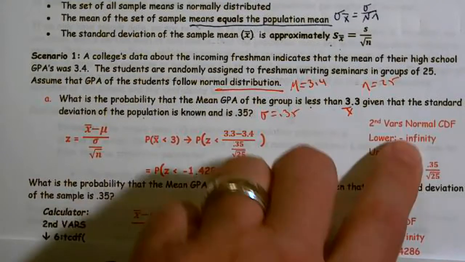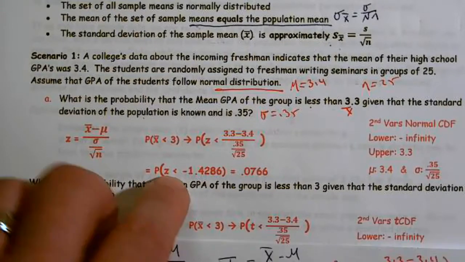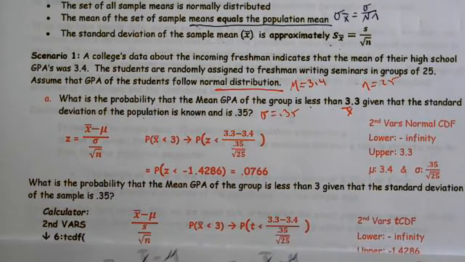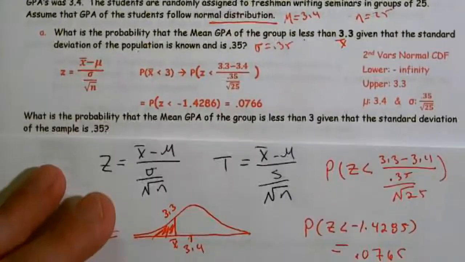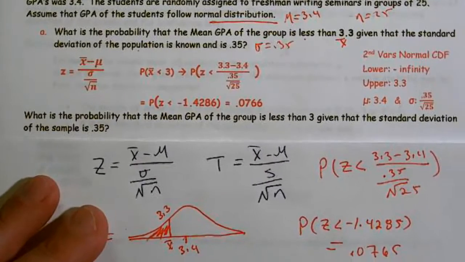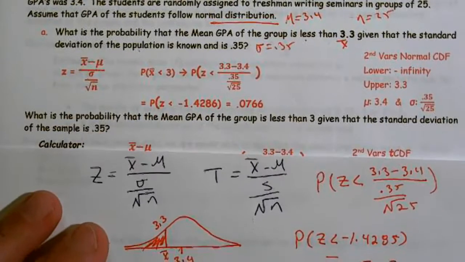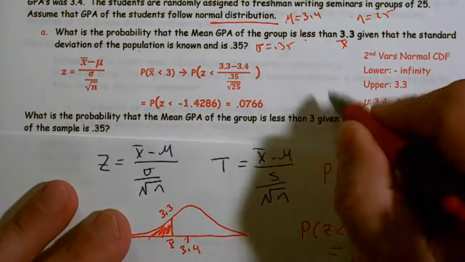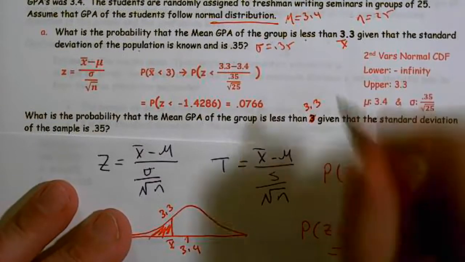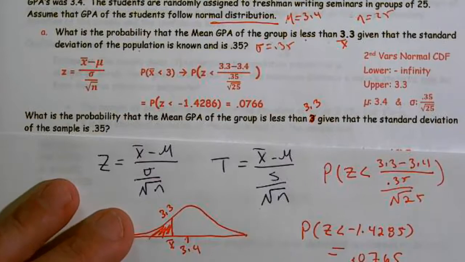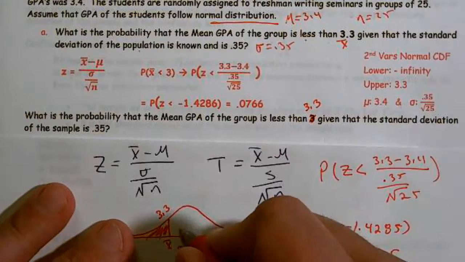And of course, we could have done this as a norm CDF, but the key thing is make sure you're calculating the Z score. All right, so let's compare that. What's the probability that the mean GPA of the group is less than 3.3, given that the standard deviation of the sample is 0.35? I want to change this. This should have said 3.3. This way we're using the exact same X bar. So this was for the normal.